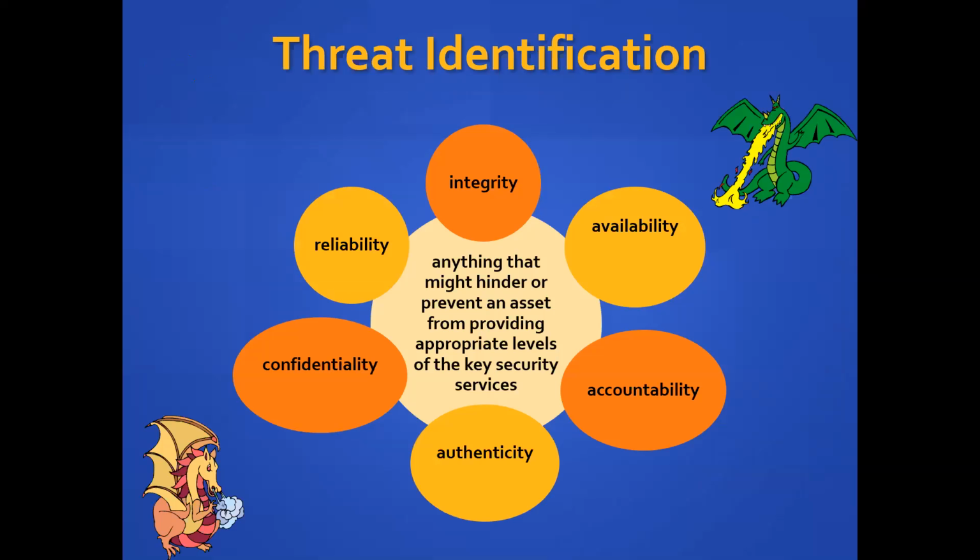All right, so in the threat identification, now that you have the assets, now you need to find those dragons that are out there that might cause a threat. The key thing is, how do you think about that? Well, you think about it in terms of the pillars. A threat is anything that might hinder or prevent an asset from providing appropriate levels of the key security services, or the key principles such as integrity, availability, accountability, authenticity, authentication, confidentiality, reliability. So identifying a threat is identifying the things that can hinder these for you.